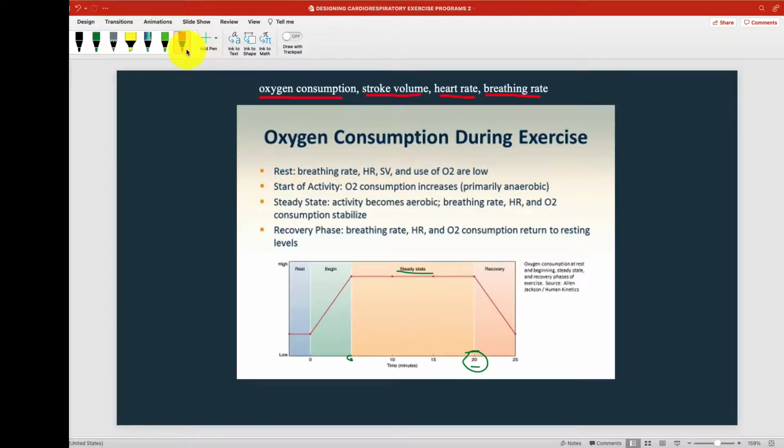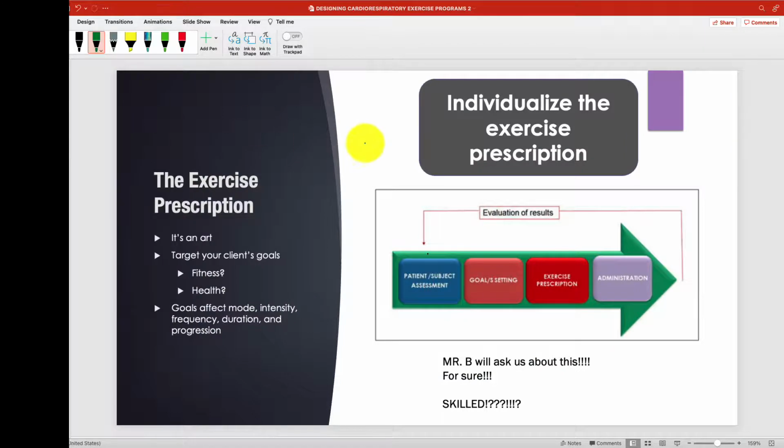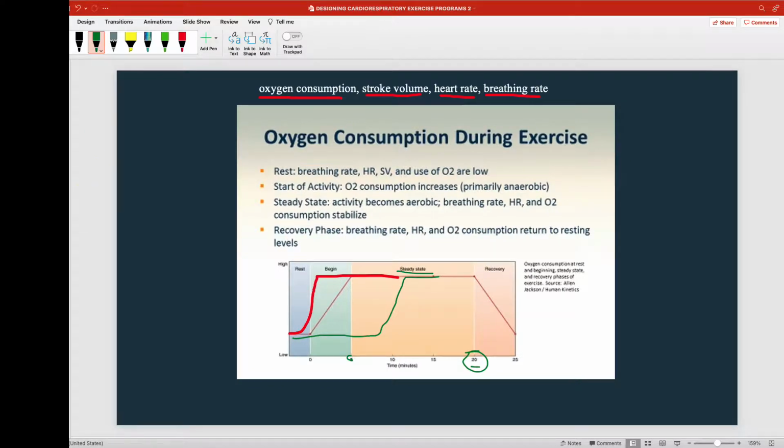If you're somebody that's in tremendous shape and you run a lot, this steady state might happen here, right? Because you're in shape. If you're somebody that's very deconditioned, it might go like this, guys. It might take you damn near 10 minutes to get into that steady state, all right? And again, this is why you need to know this. That's why I told you it's an art. There is no one size fits all for this, okay?